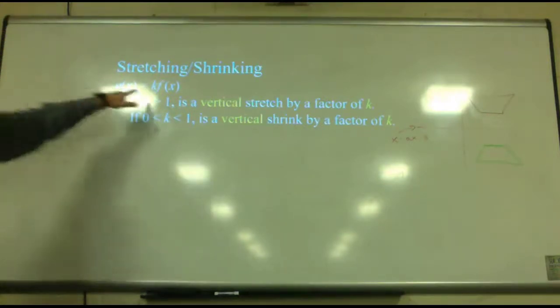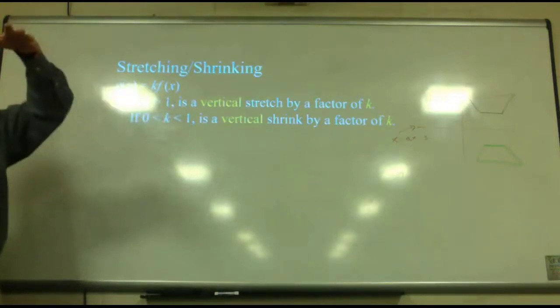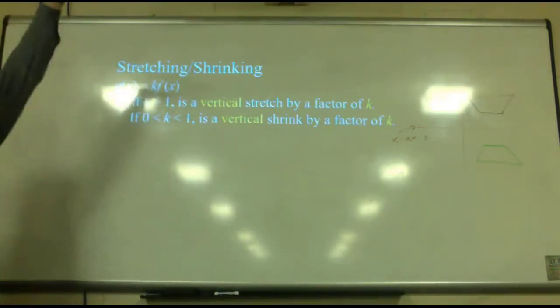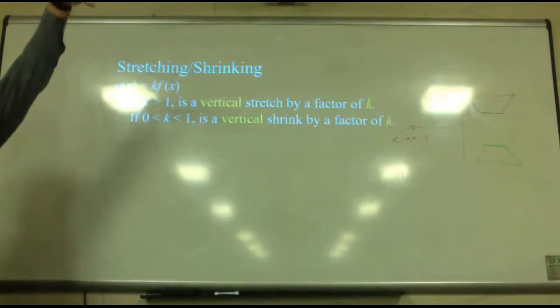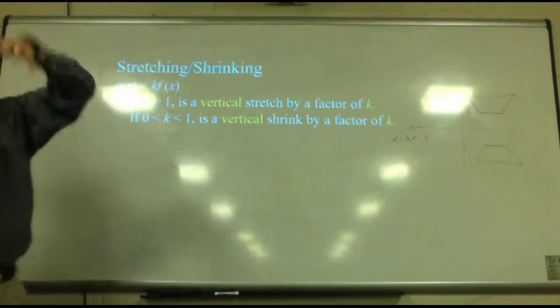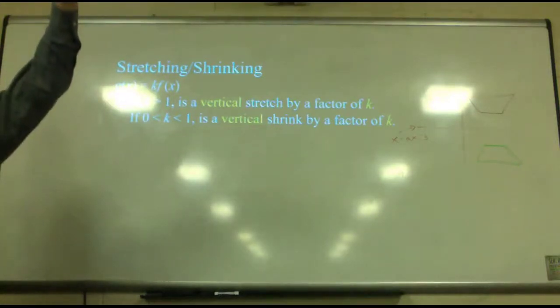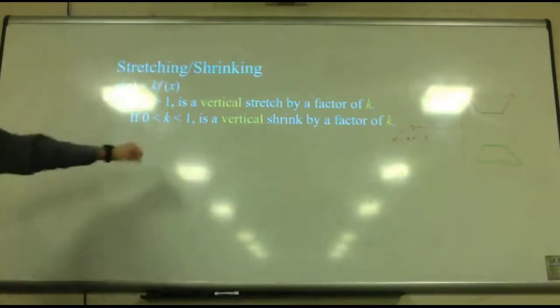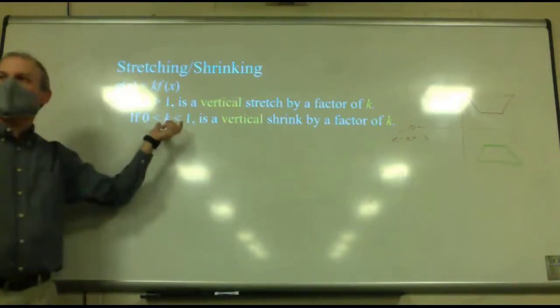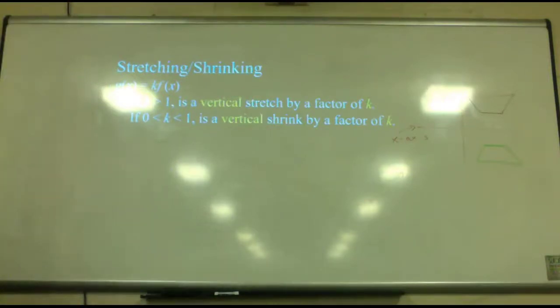Okay? And when you multiply by a k value that is greater than 1, it's going to take that graph, whatever it is, and stretch it further away from the x-axis by whatever that number is. So if I put a 2 in the front, it's going to take everything and stretch it twice as far from the x-axis as it used to be. On the other hand, if my k value is a fraction between 0 and 1, it's going to take every value that you have and shrink it closer to the x-axis. All right?